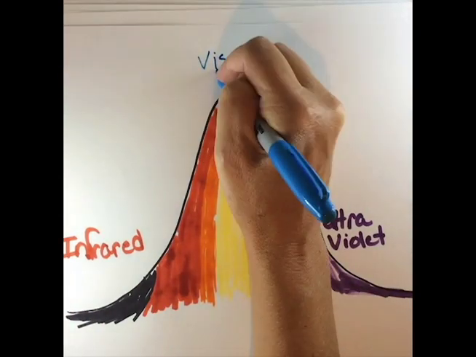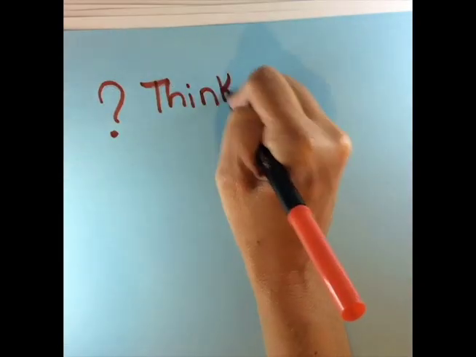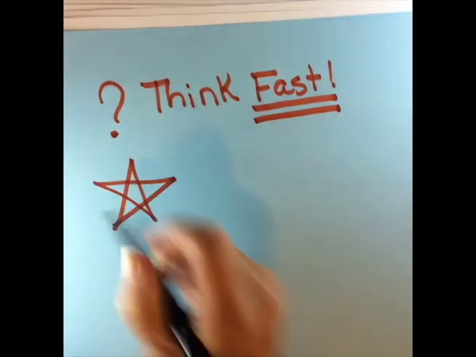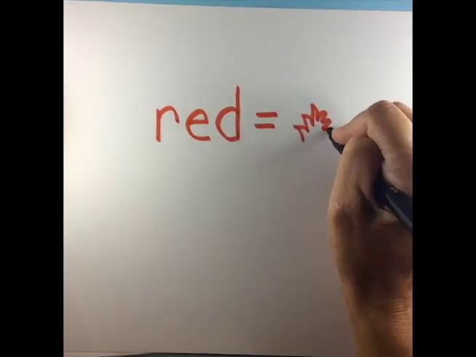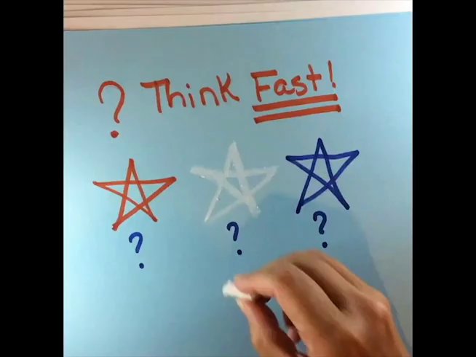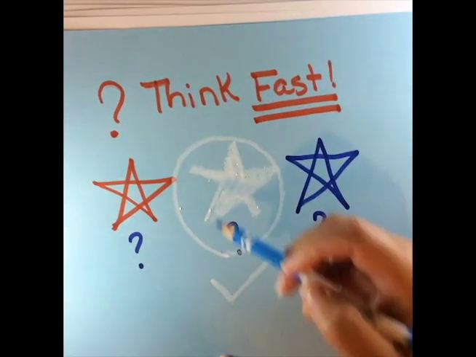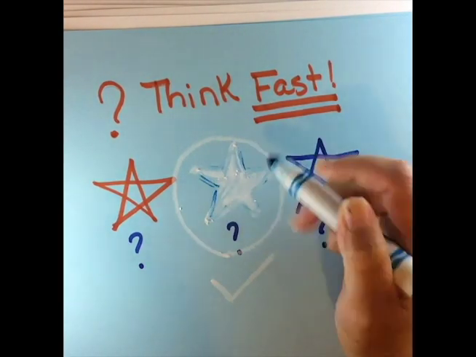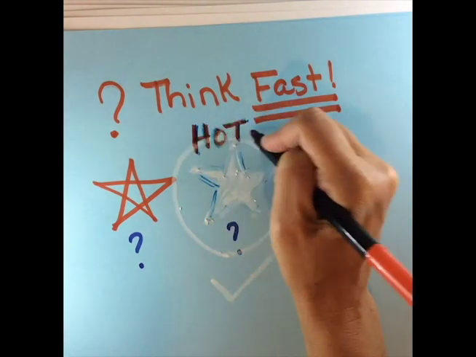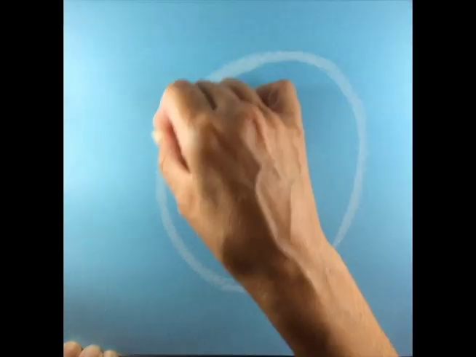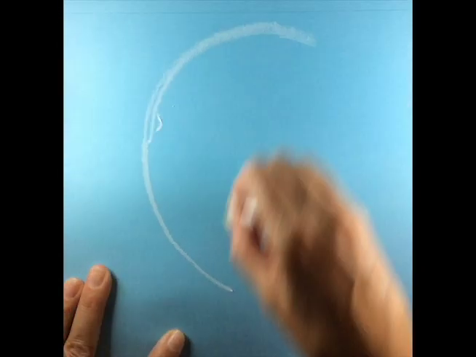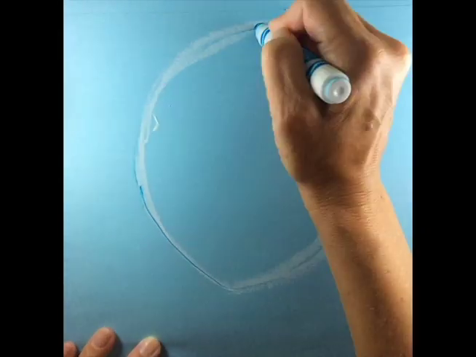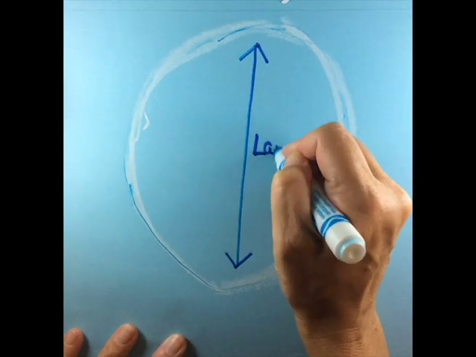Okay, so think fast. Which color star might be the hottest? Red, white, or blue? Normally, we think that red equals fire, so we might answer red, but hold on. Actually, the correct answer is white or bluish white. The hottest stars of all have a bluish white color, and they are usually the most massive. These stars are usually bigger than our yellow sun star.